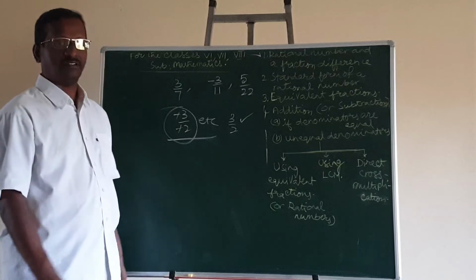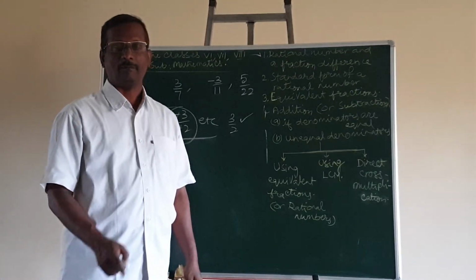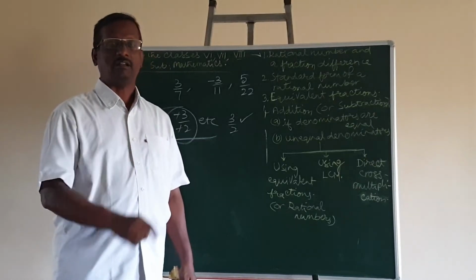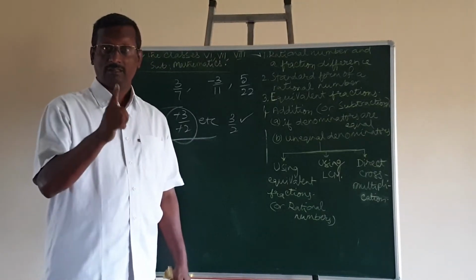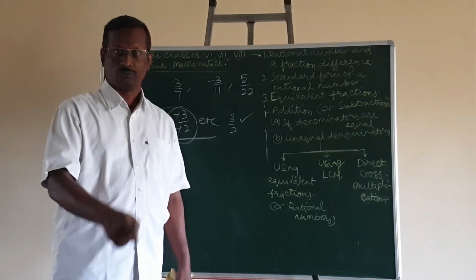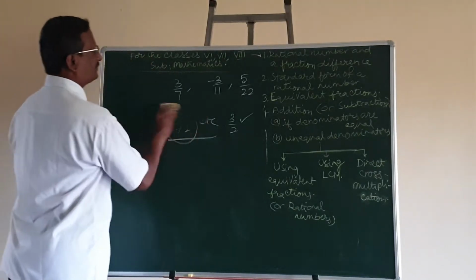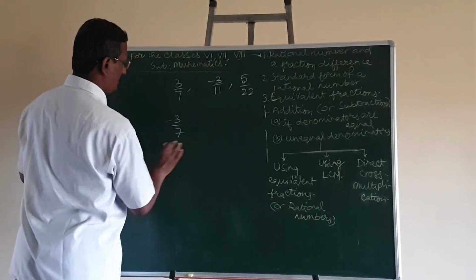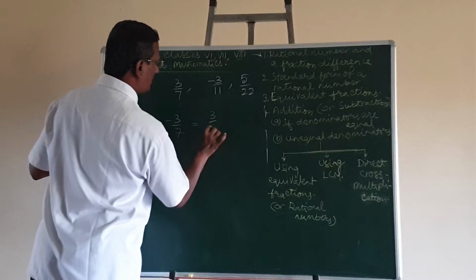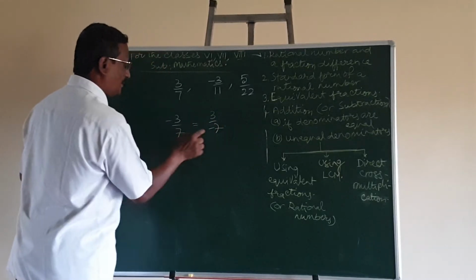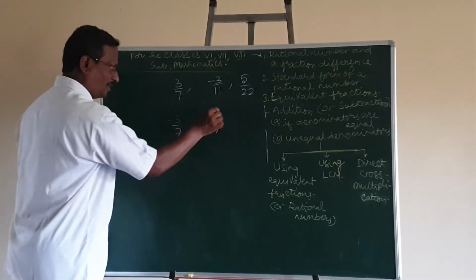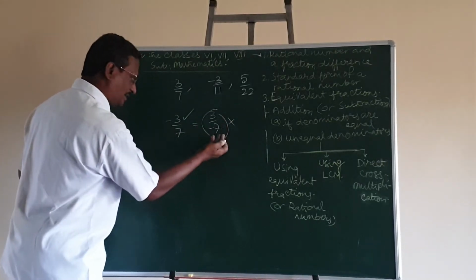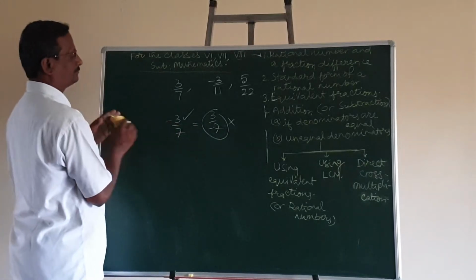In the case of a rational number, while writing in the standard form, the first condition is that there is no common factor between the numerator and denominator, and the second condition is that the denominator should always be positive. For example, if the rational number is negative, minus 3 by 7, this is equal to 3 upon minus 7 also. If the denominator is given with the negative sign, it is not in standard form. So, this can be written in standard form like this.